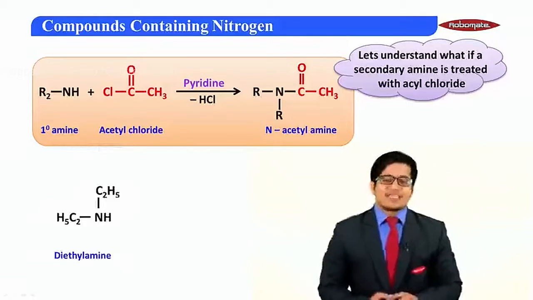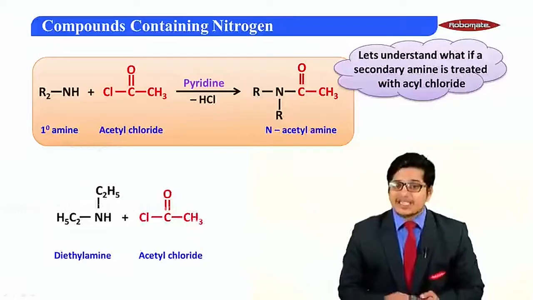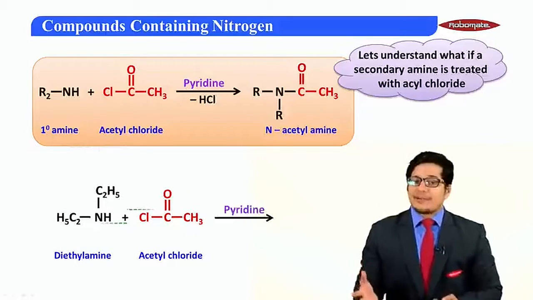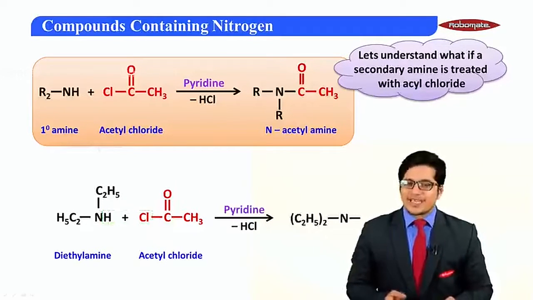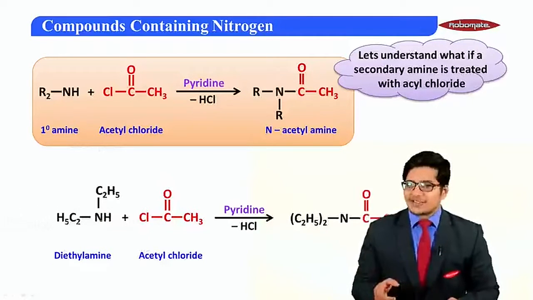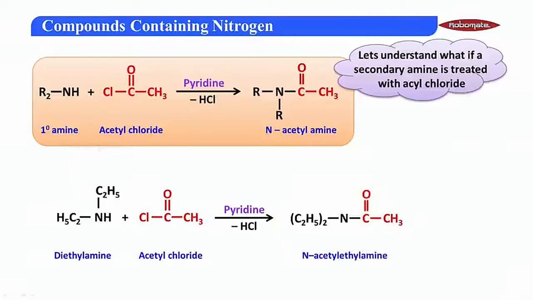Now let's move further. Let's take an example, diethylamine. When it is treated with acetyl chloride, that is CH3 C double bond OCl, what would you get? You would get HCl, which would be your byproduct. Along with this, you would get (C2H5) twice N attached to C double bond OCH3, and this compound would be named as N-acetyl diethylamine.